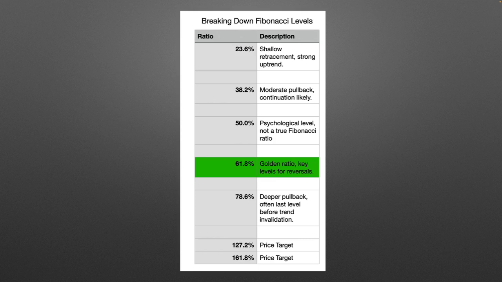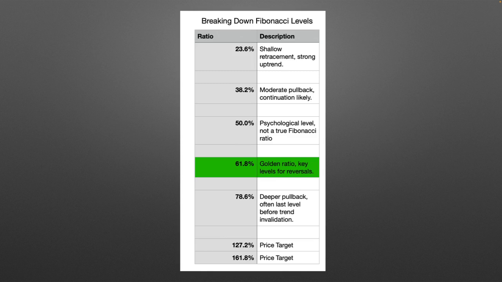Not a true Fibonacci number, let me say that, but it's very much used because as humans we tend to at least do things halfway. So the 50% is a psychological level. Now that 61.8%, that's that golden ratio. This is strong support or resistance. We want to see price get back to this 61.8. The 78.6, this is a pretty deep pullback, and it's that last line of defense that we got.